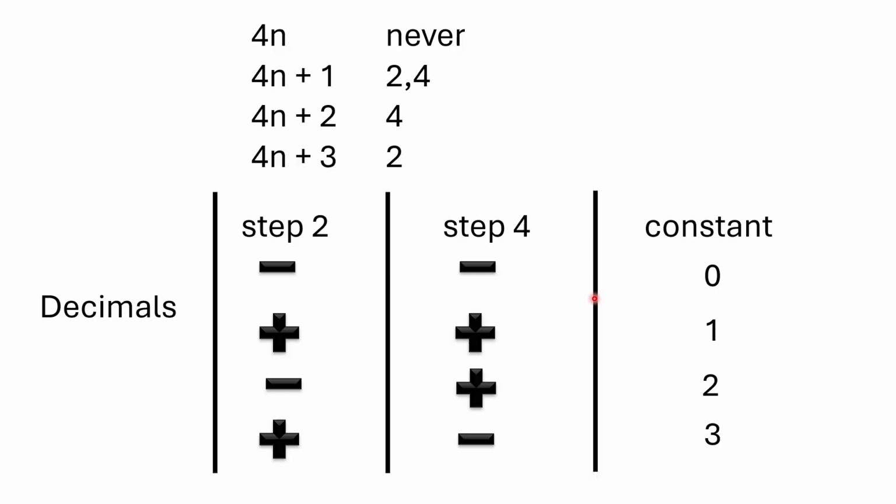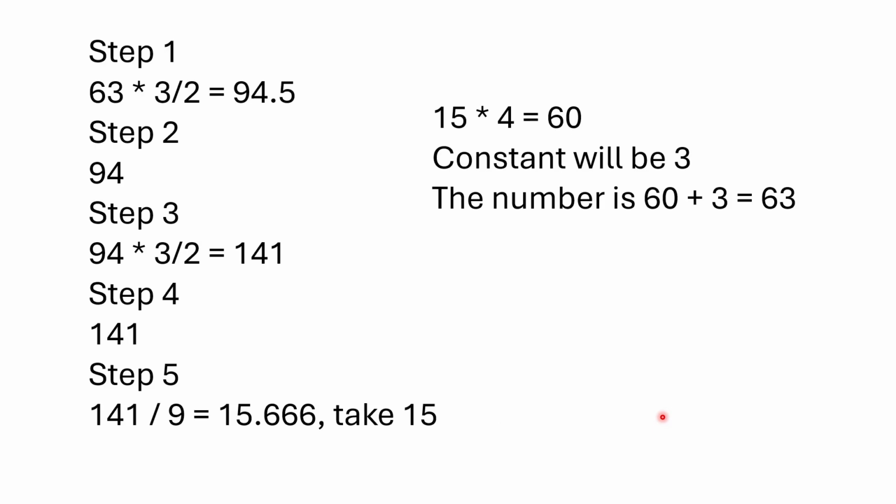And then let's review our table. So we got a decimal from step 2. We didn't get any decimal from step 4. So our constant is 3. Now we determined our constant, right? Constant will be 3. We determined our n. N is 15. So we add those two up. 15 multiplied by 4 is 60. Add 3 to it, 63. So this is basically a cool trick that you can do to your friends.